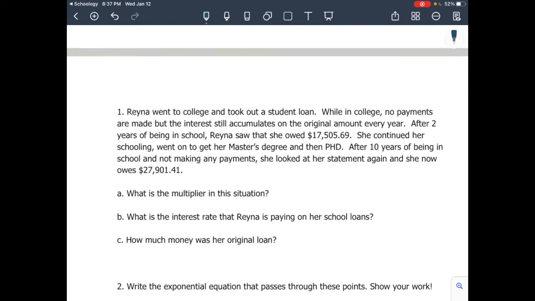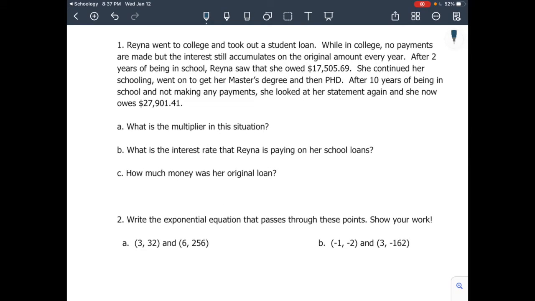Okay, so then the next one says, Raina went to college and took out a student loan. While in college, no payments are made, but the interest still accumulates on the original amount every year. After 2 years of being in school, Raina saw that she owed $17,505.69. She continued her schooling, went on to get her master's degree and then PhD. After 10 years of being in school and not making any payments, she looked at her statement again, and now she owes $27,901.41. What is the multiplier?